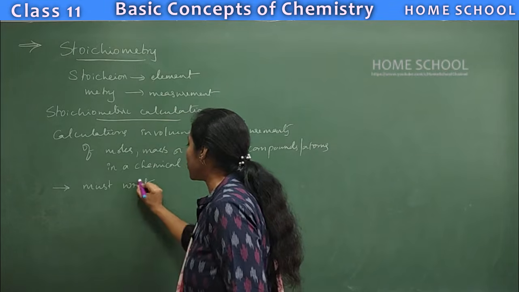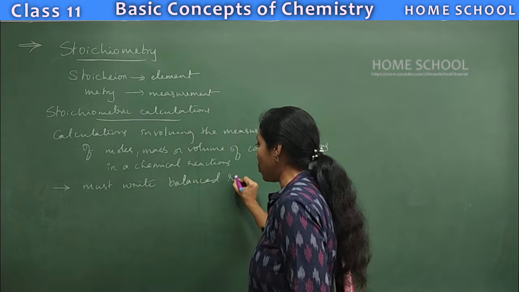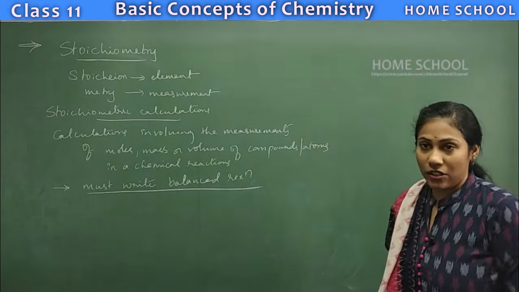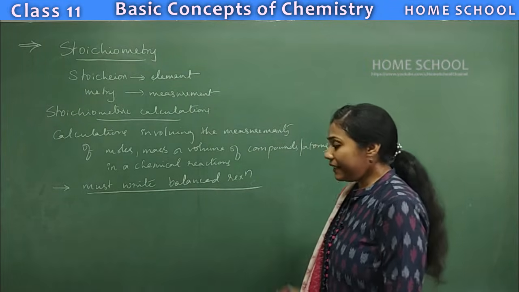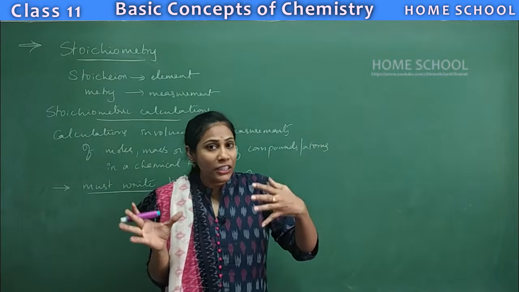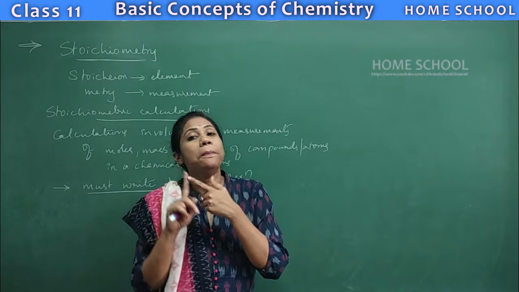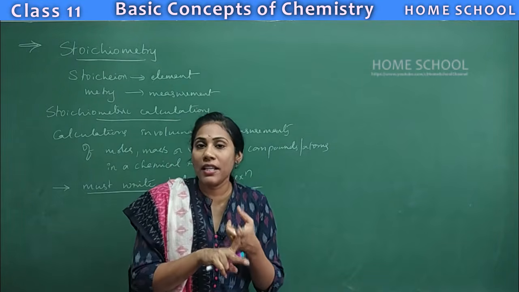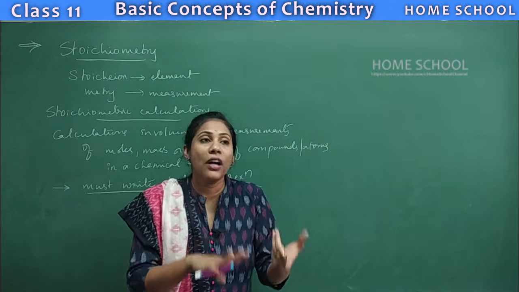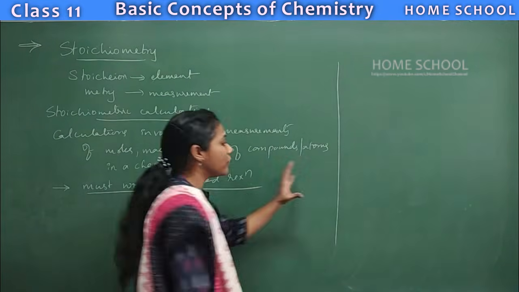Okay, for stoichiometric calculation, one condition is you must write a balanced chemical reaction. So you must know how to balance a chemical reaction also. Definitely you must have an idea about balanced chemical reactions. Clear? And now I will give you one balanced chemical equation and I will talk about that equation in different terms. I can talk about a particular equation in terms of mass, I can talk about a reaction in terms of volume, or I can talk in terms of molecules or moles.